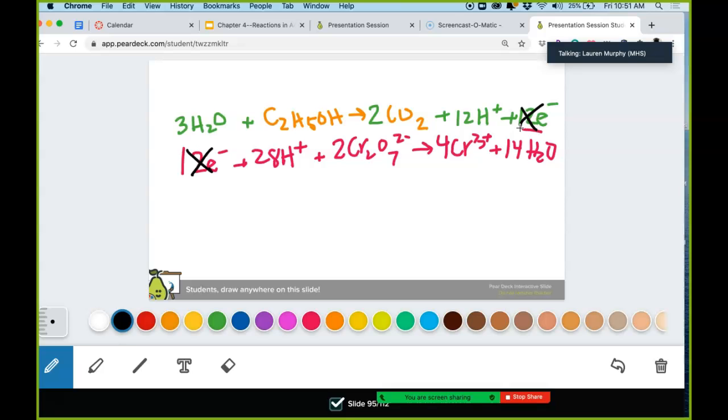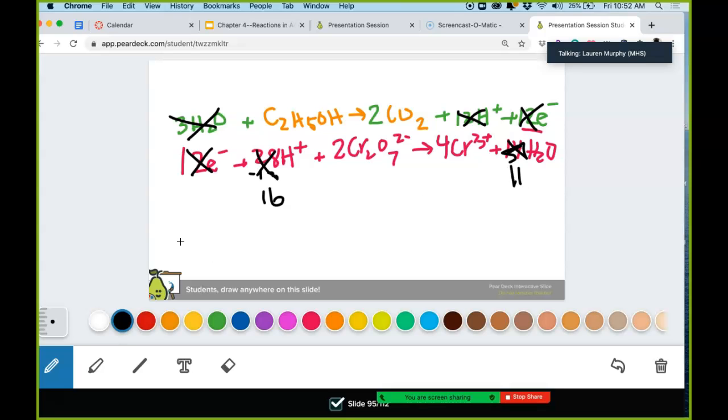Now, we actually have things on opposite sides of other substances this time. Look, I have 28 hydrogens on the reactant side, but I have 12 on the product side. So what do we do with these two numbers? Well, we subtract them. I'll lose all 12 right here, and 28 minus 12 leaves me with 16 hydrogens left over. So the same for the water. I have 3 waters over here and 14 on the opposite side. So I'll lose all 3, and 14 minus 3 is 11 waters left over.